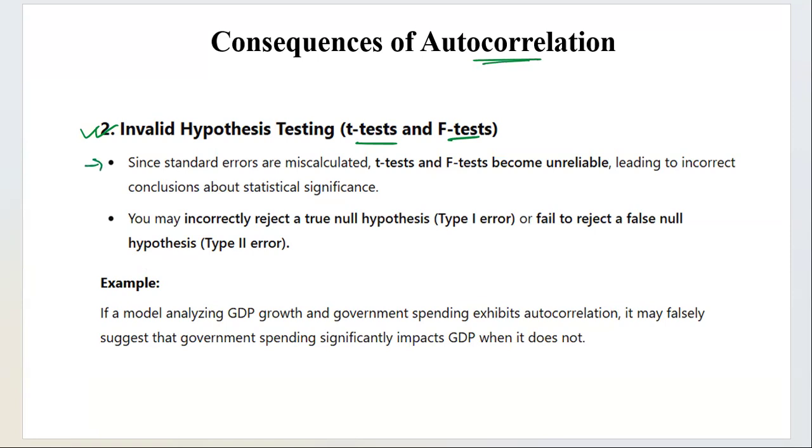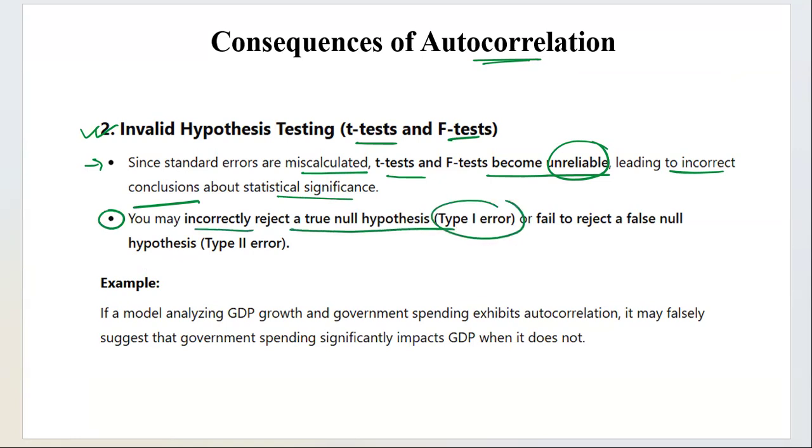Since standard errors are miscalculated, the t-test and f-test will all be unreliable, leading to incorrect conclusions about statistical significance. And the next point: you may incorrectly reject a true null hypothesis, which is type 1 error, or you may fail to reject a false hypothesis, which leads to type 2 error. So the chances of committing type 1 and type 2 errors are very high if autocorrelation is present.